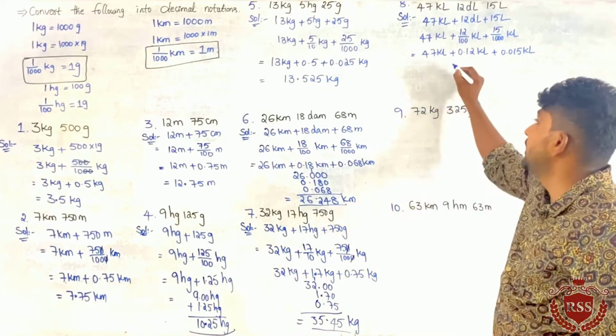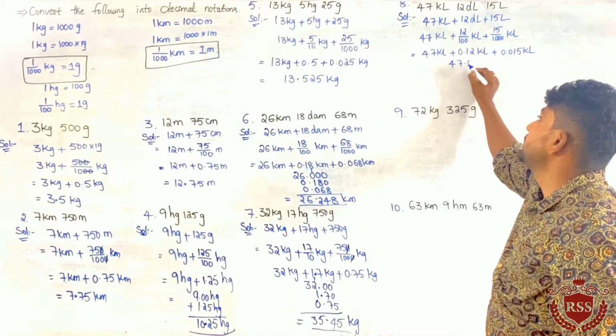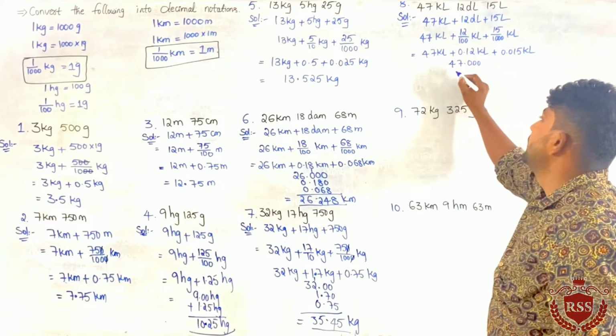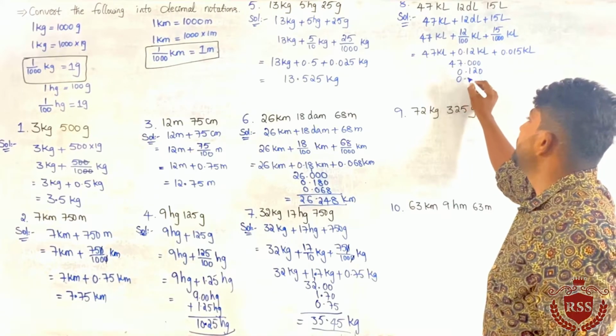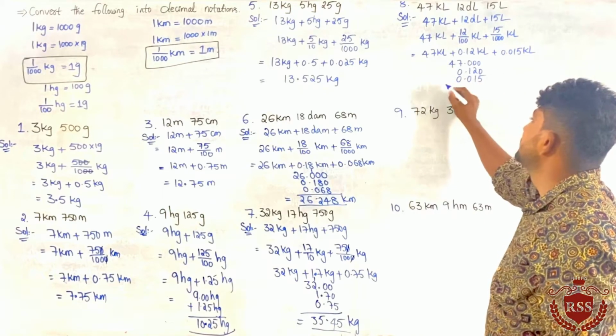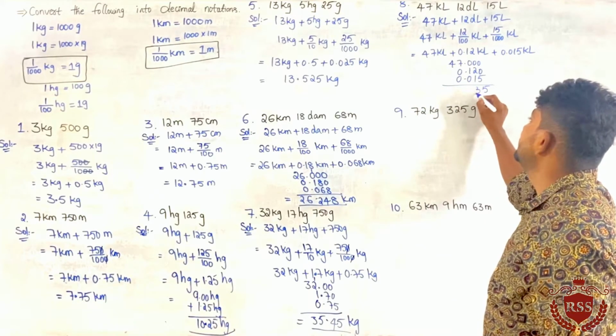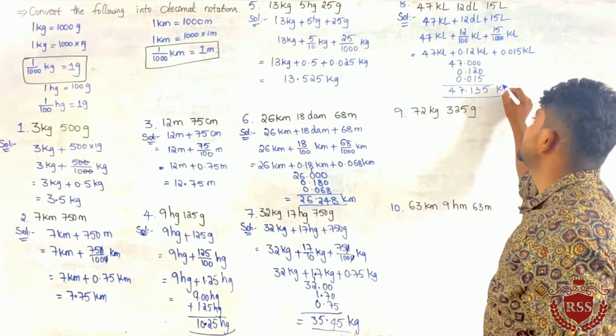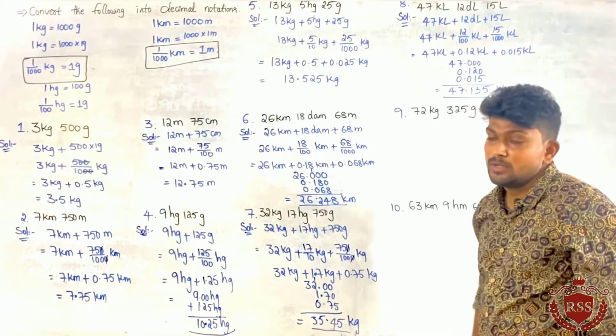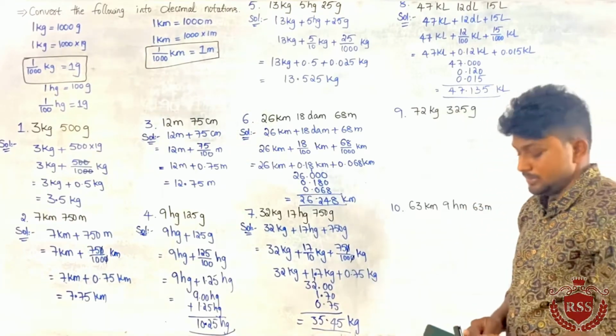So we have to add all these. 47.000, 0.120, 0.015. The answer is 47.135 kiloliters.